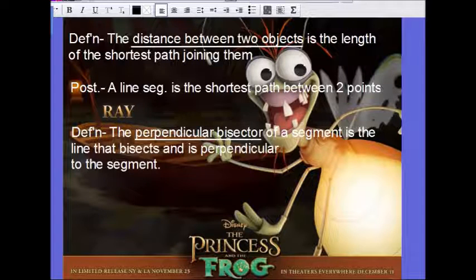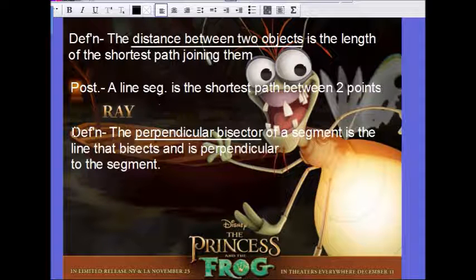So here we go. First we have some definitions. The first definition, the distance between two objects. So here's what we're defining, what it means to be the distance between two objects, is the length of the shortest path joining them, which seems simple enough, but really isn't once we start getting into proof. Now a postulate that goes with this says a line segment is always the shortest path between 2 points. So if you were to ever connect 2 points, that's going to be your shortest path. So not taking different segments to get there.